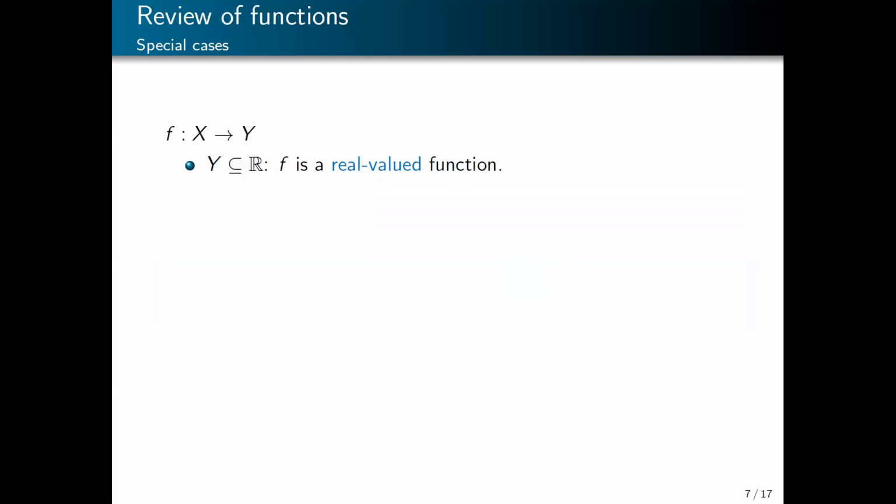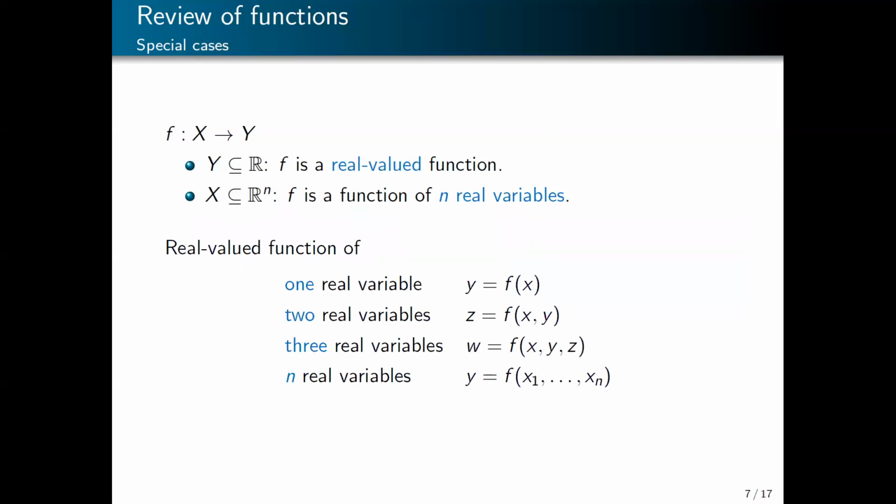In the special case where the set Y is a subset of the set of real numbers, we say that f is a real-valued function. And if X is a subset of the set of all ordered n-tuples of real numbers, then f is a function of n real variables. Thus, a real-valued function of n real variables is a function from a subset X of Rn to a subset Y of R. The following is the common notation used to denote a real-valued function of 1, 2, 3, or more variables.